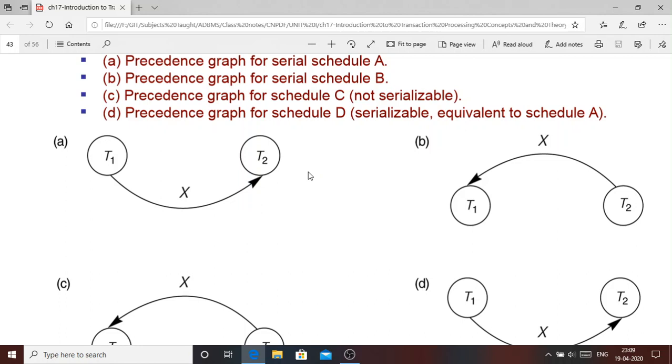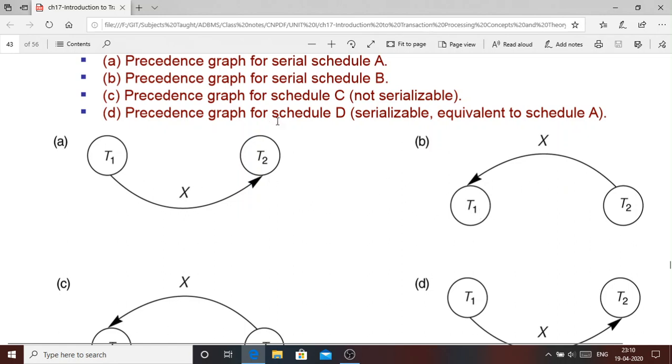How can you find it? Basically, for the serial schedule, you can draw the precedence graph this way for the conflicting operations. Transaction T1 and T2 are operating on the same data item. That means T2 is reading some value of X which is modified by T1. This is in case of serial schedule A, suppose. Similarly, the precedence graph for serial schedule B is this one. These two are bound to be correct because they are serial schedules.